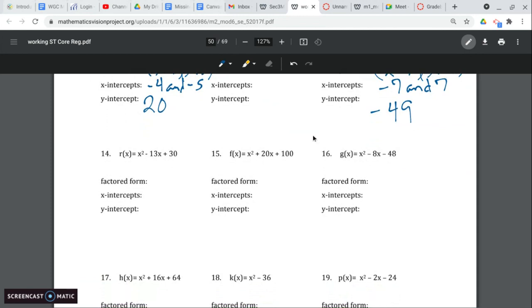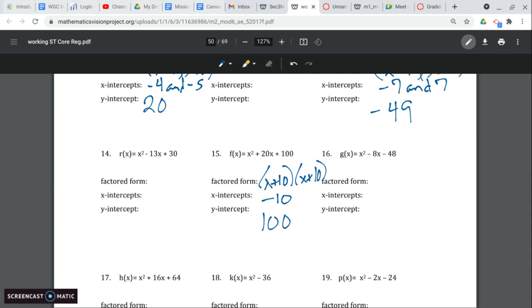All right, and last but not least, 15. What two things multiply to give us 100 and add to give us 20? Well, that would be 10 and 10. So x plus 10, x plus 10. So our x-intercept is just at -10, and our y-intercept is at 100.